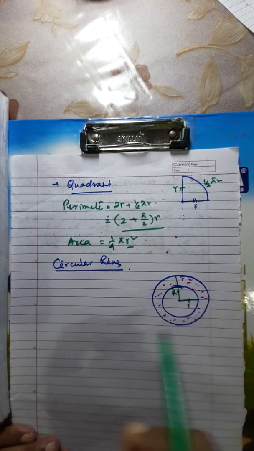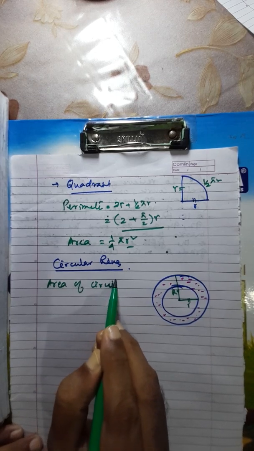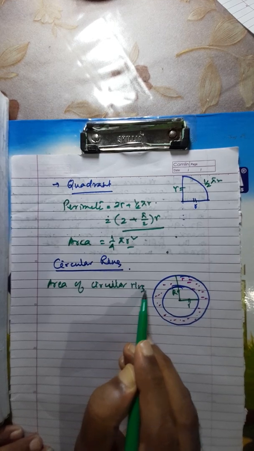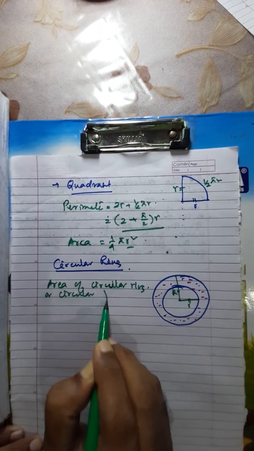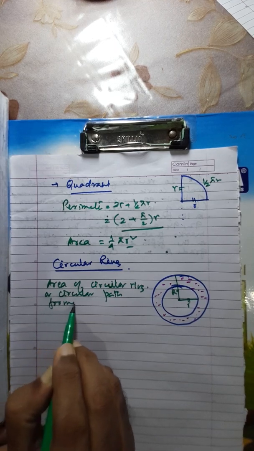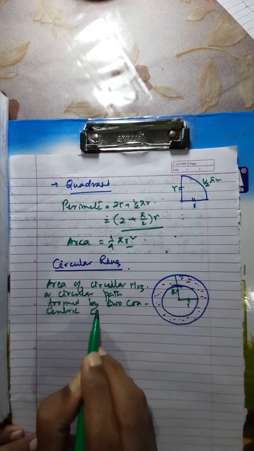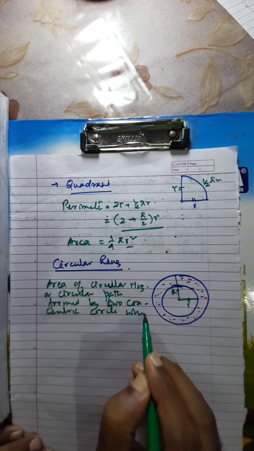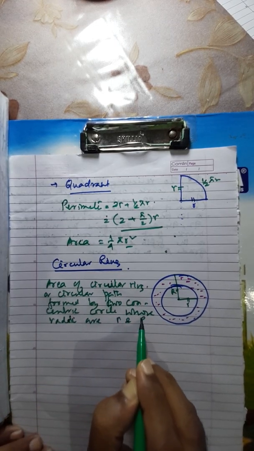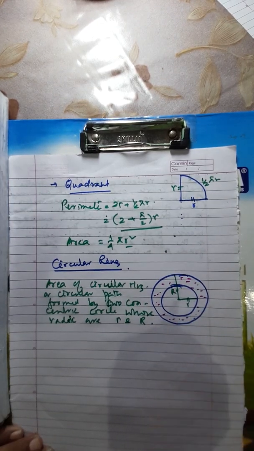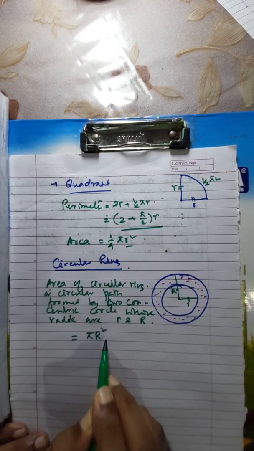So what will be the area of this circular ring? Or we can say the circular path formed by two concentric circles whose radii are small r and capital R. Small r is the small one and capital R is the bigger one. The area is equal to pi capital R square minus pi small r square.